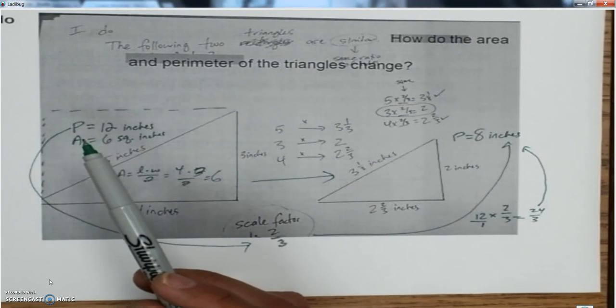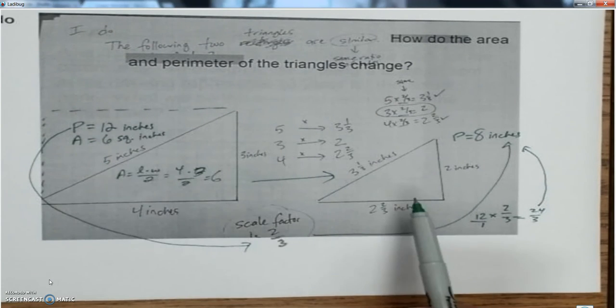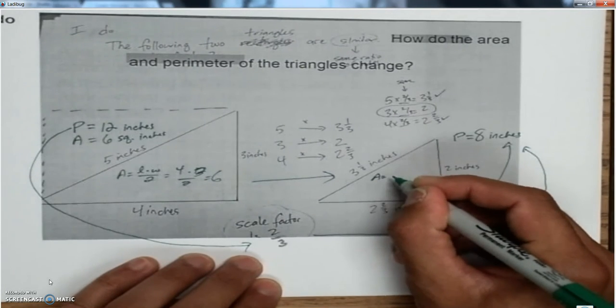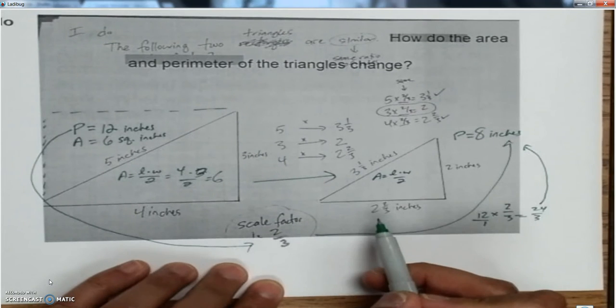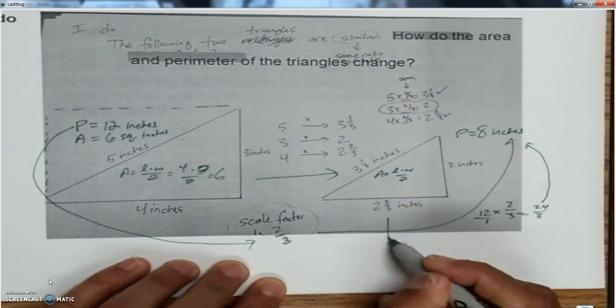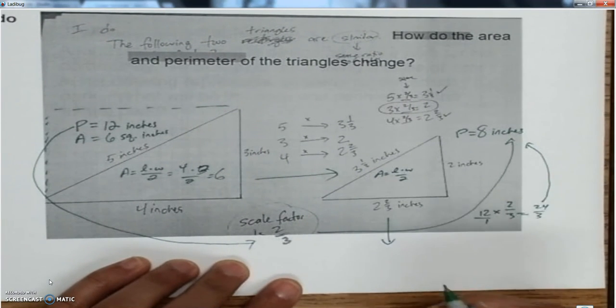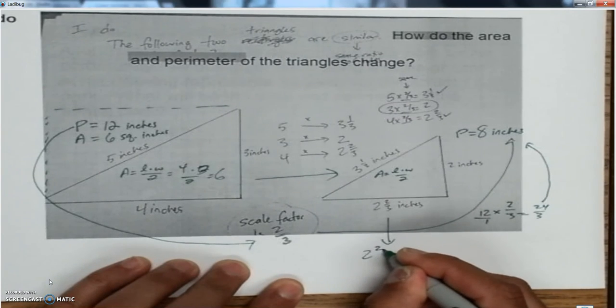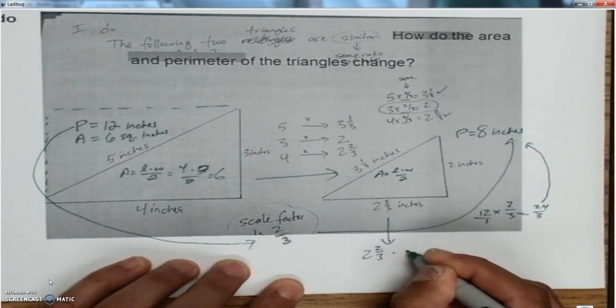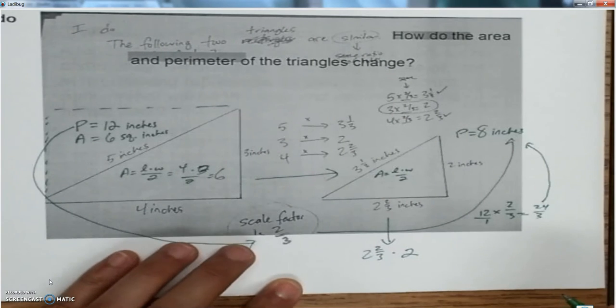The area is a little different. So here, I'm going to have to do my formula. Area equals length times width divided by 2. This is going to be a little more work because I've got a fraction in there. I'm going to do that work down here. So length is 2 2/3 times 2 is my width.